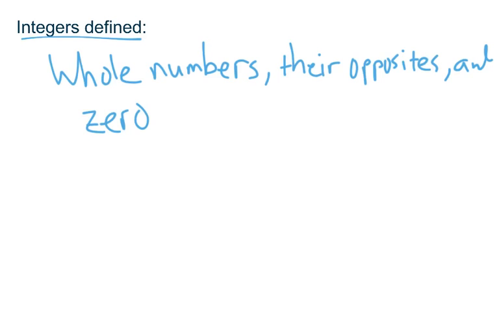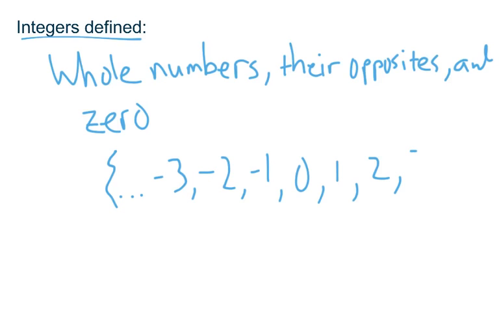Alright, and so the best way to visually think of integers is to look at the set of it: dot dot dot, -3, -2, -1, 0, 1, 2, 3, dot dot dot, on indefinitely. So whole numbers and negatives and 0. Those are integers. Now, when it comes to applying operations, there are certain rules for how it works.